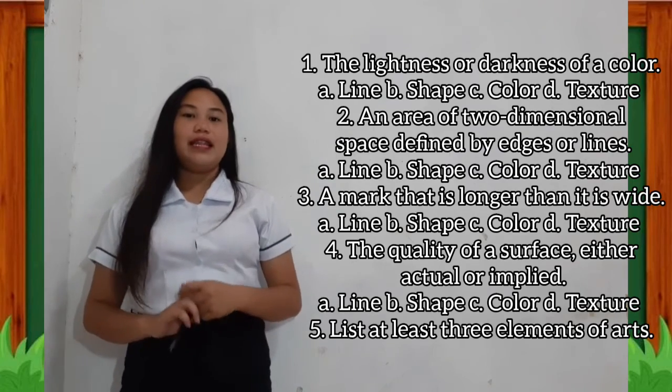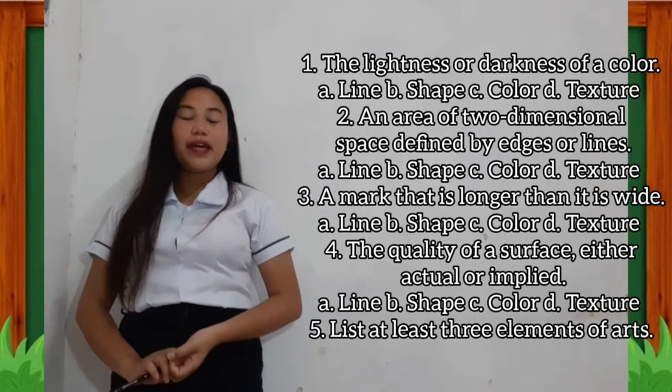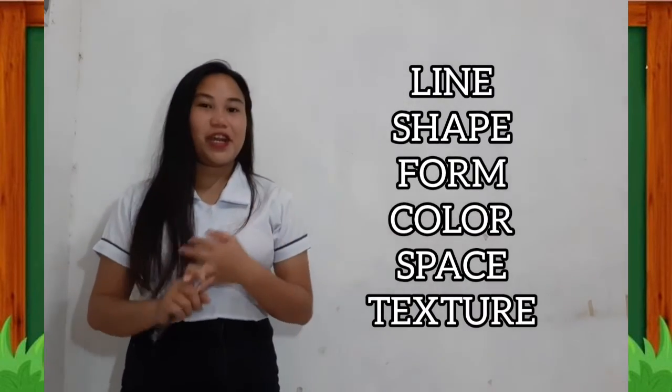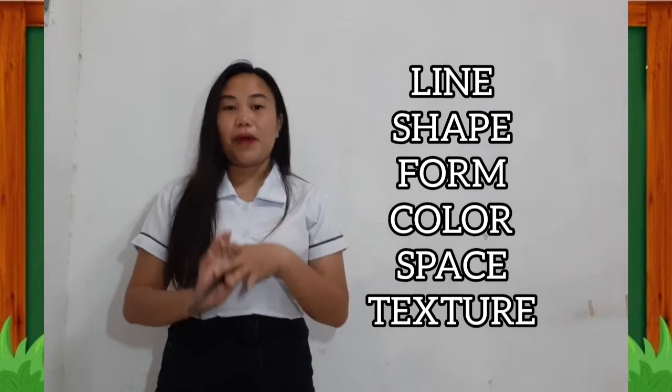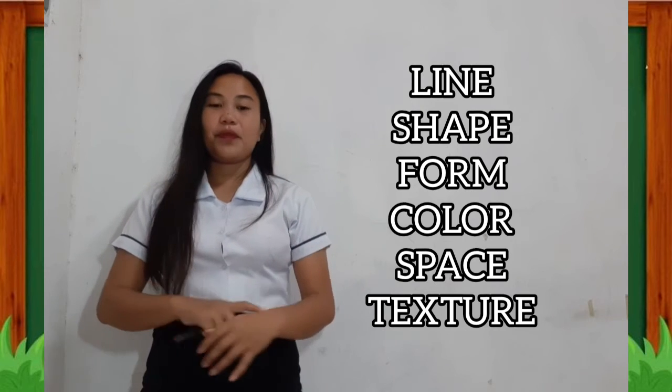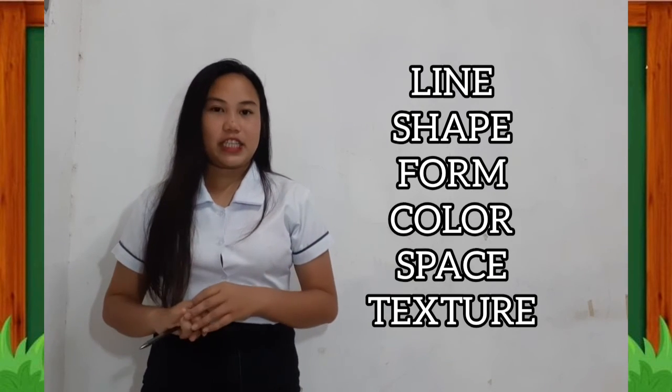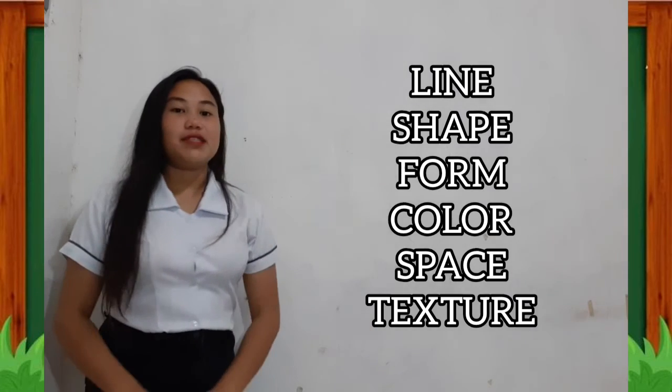Number 5. List at least 3 elements of art. The elements of art, we have line, shape, color, space, form, and texture. Those are the elements of art. So who got perfect? Raise your right hand if you got perfect. Very good. Ang daming nakakuha ng perfect.